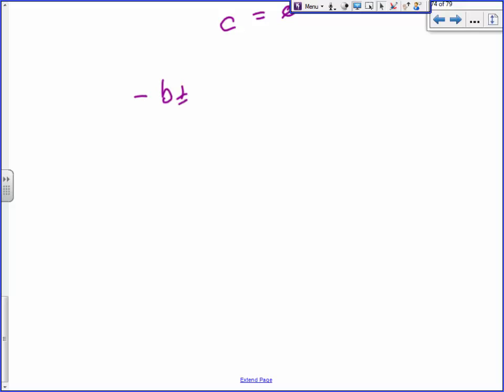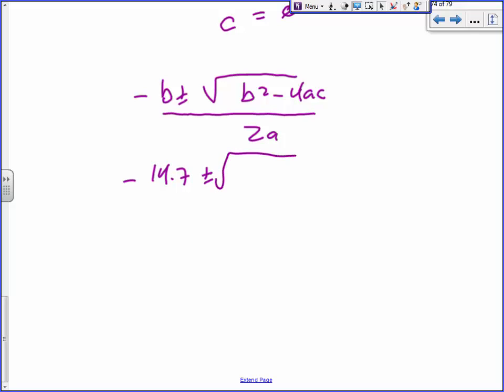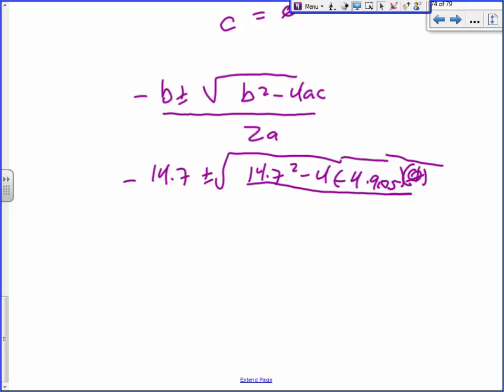Negative b plus or minus square root of b squared minus 4ac, all over 2a. Negative 14.7 plus or minus the square root of 14.7 squared minus 4 times negative 4.905 times 0, all over 2 times negative 4.905.